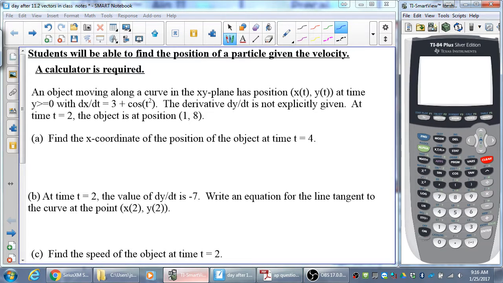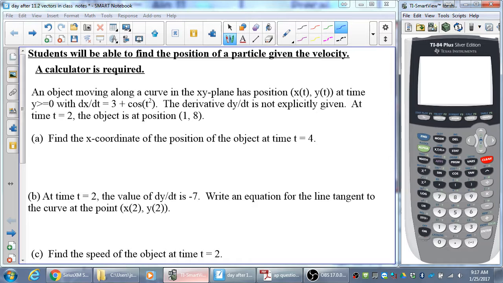Here we go. Students will be able to find the position of a particle given the velocity. A calculator is required, so we're going to do a lot of this with the calculator. An object moving along a curve in the xy plane has position x(t), y(t), which indicates that this is parametric. At time t greater than or equal to 0, with dx/dt equal to 3 plus cosine t squared. So they give us a derivative of x. The derivative dy/dt is not explicitly given.